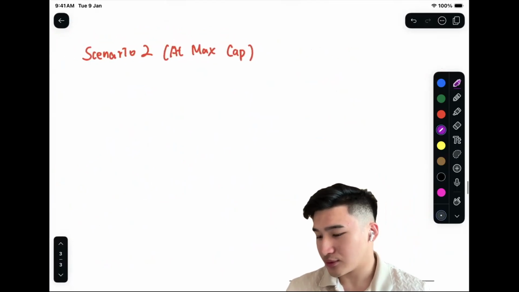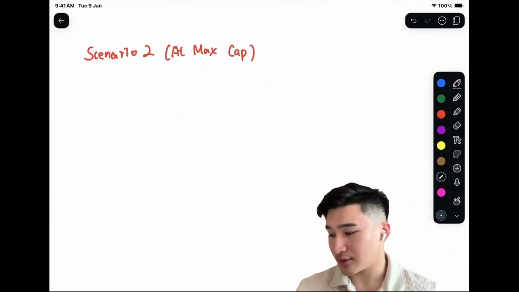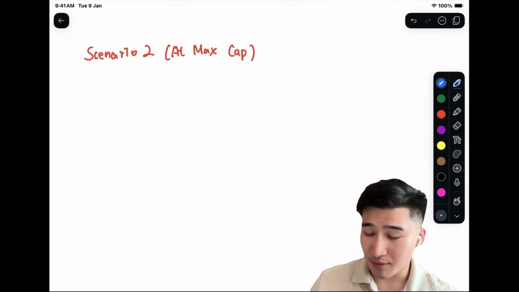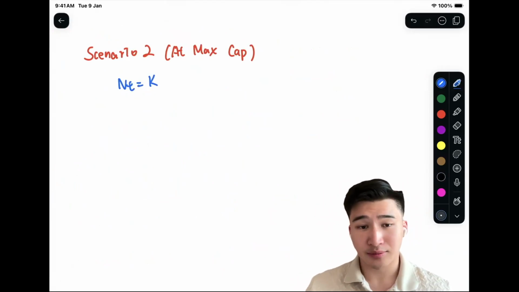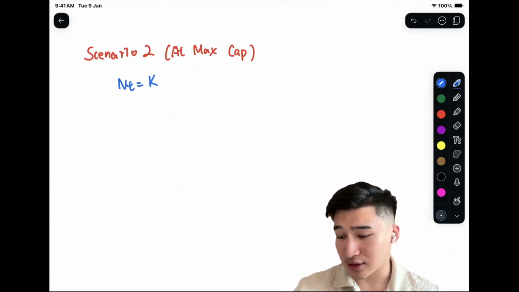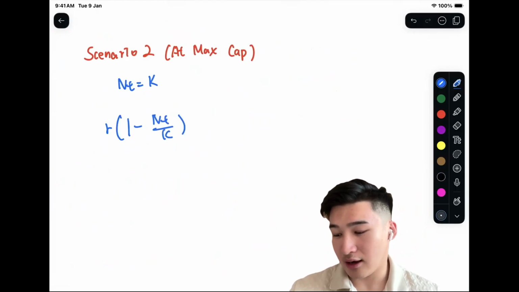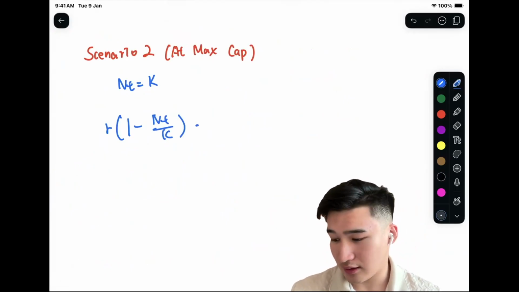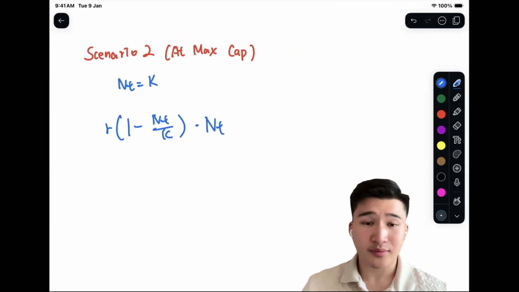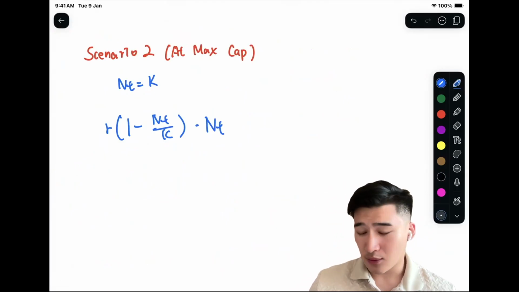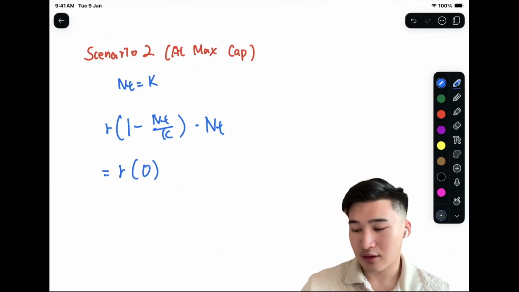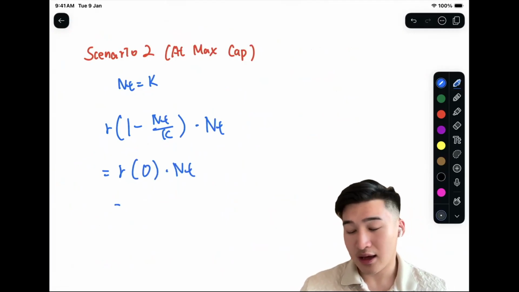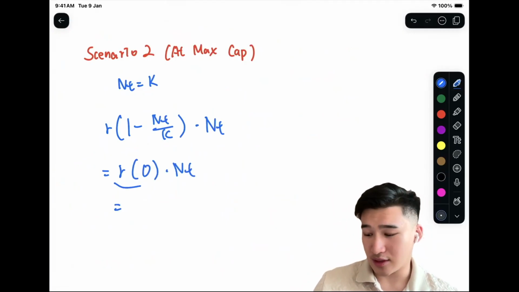Scenario 2, when we're at maximum capacity. When we're at maximum capacity, N_t is going to be equal to K. So when N_t equals K, we have R times (1 minus N_t over K), and then times N_t. So what we get right now is R times 0 times N_t, and therefore the entire thing is just going to be 0.